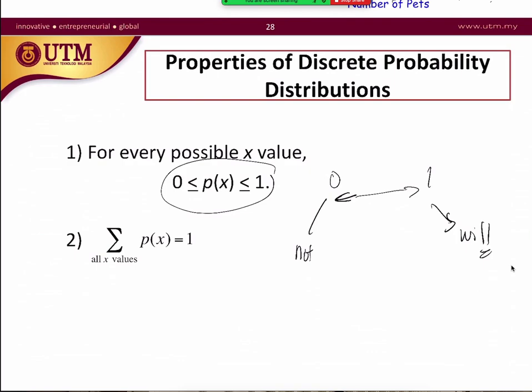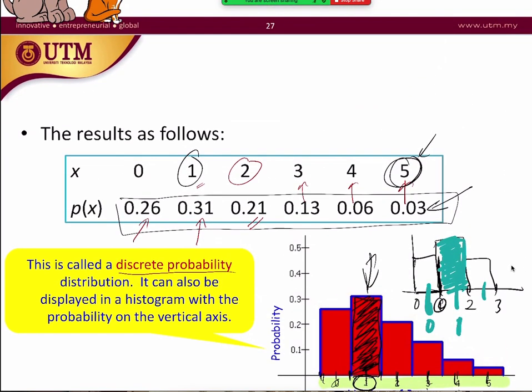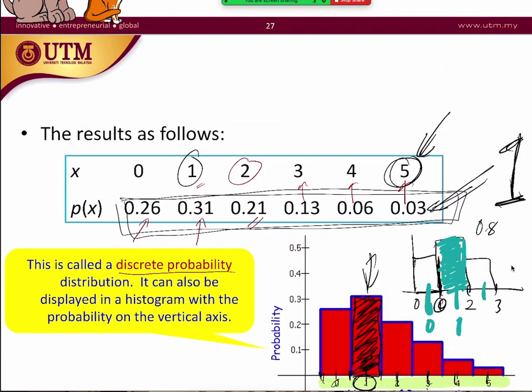Okay, and the total sum of all the probabilities must be 1. Just like this one. If you add up all of this, since the rule is 0 until 5 maximum cats or dogs, when you add up 0.26, 0.31, 0.21, 0.13, 0.06 and 0.03, you get 1. If you don't get 1, let's say the total is 0.8, that means there is a possibility that you have households with more than 5 cats and dogs.